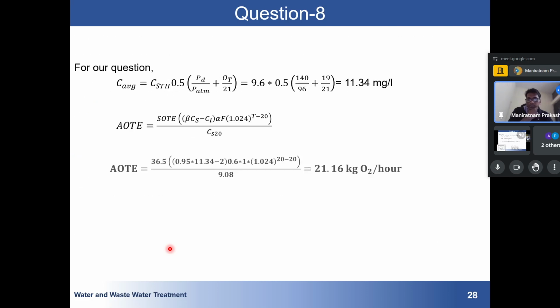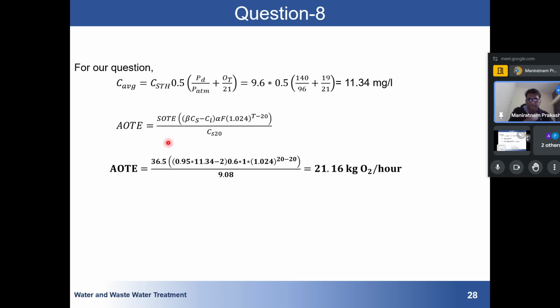I hope this is clear to you. This was also a direct formula based question. Its derivation, how the average concentration and the standard saturated concentration are used for finding this AOT and all these things.